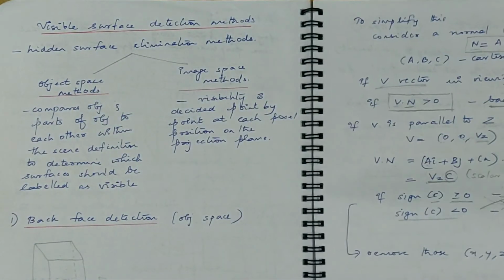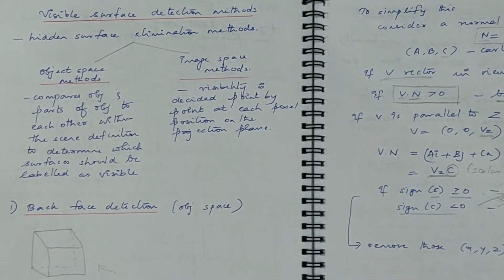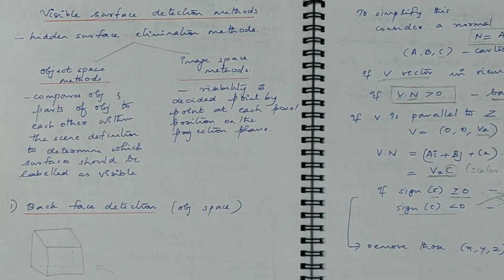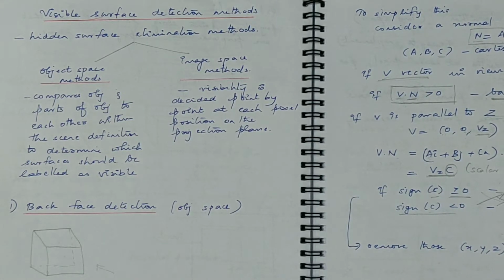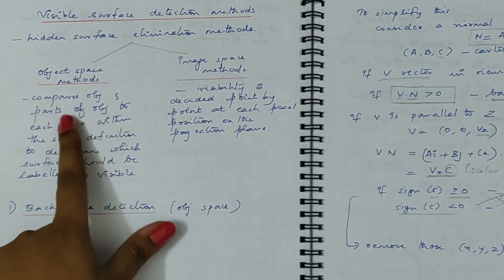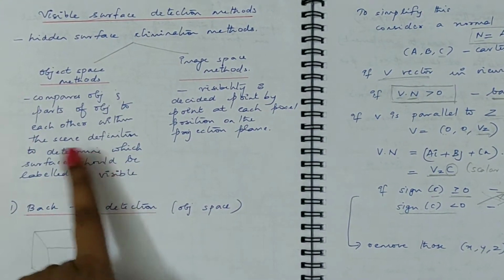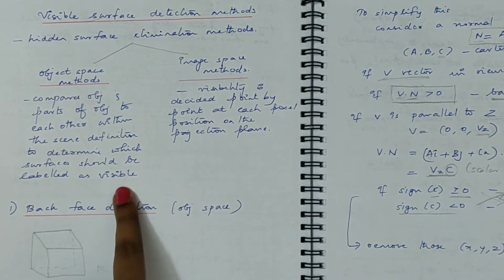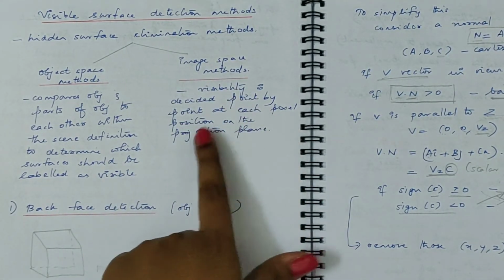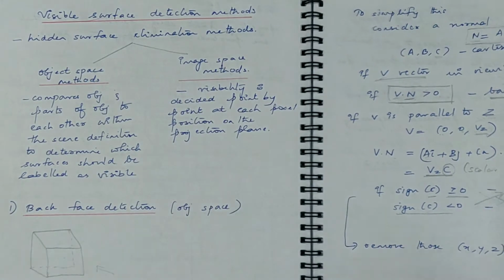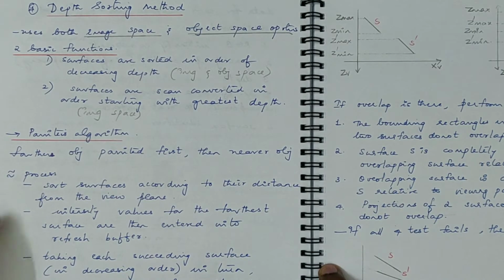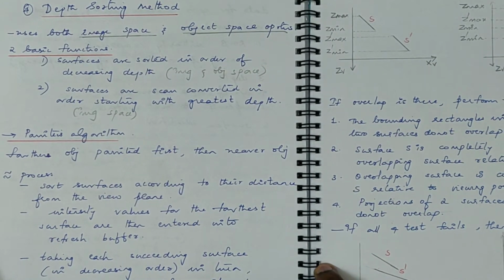Okay, so if you recollect, we can classify these visible surface detection methods into 2, where some of them fall under object space methods and a few others fall under image space methods. In an object space method, it actually compares the objects and parts of objects to each other within the scene to determine which surface can be labeled as visible. But in the case of an image space method, the visibility is decided point by point at each pixel position on the projection plane. So this depth sorting method that we are going to see uses both image space and object space operations.